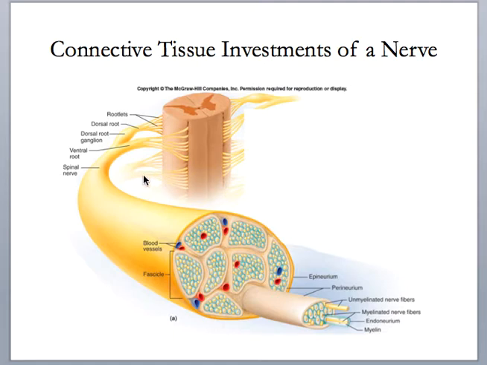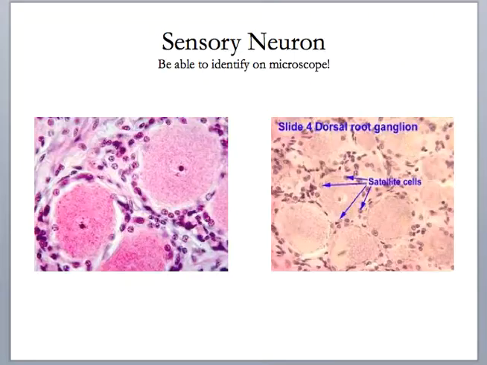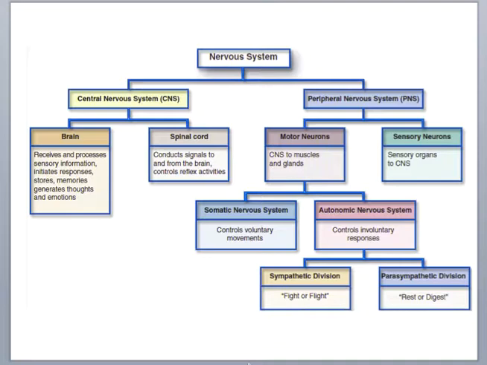So now we're going to talk about the connective tissue investments of a nerve. And so nerves are part of the peripheral nervous system. So maybe that's something I didn't make extremely clear. Let me go all the way back to this first slide.